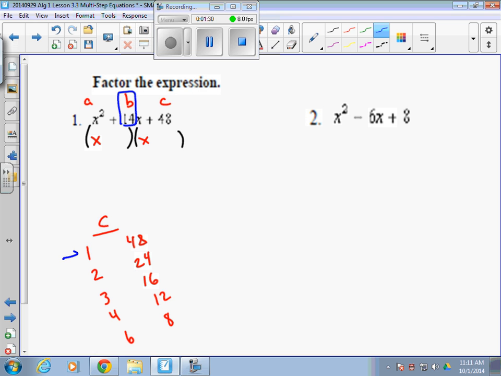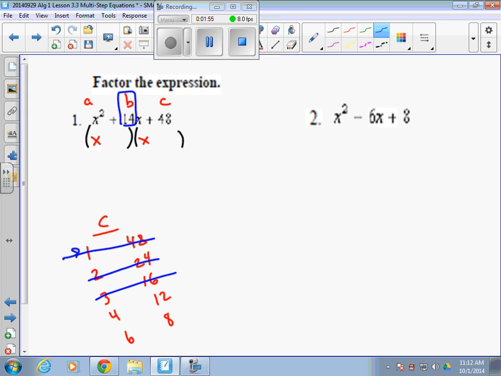This pair here, 1 and 48, is either going to get you to 47 or 49. Don't think in terms of positives and negatives right now. Don't think in terms of addition or subtraction. Just combine the numbers. 47, 49. That's not 14, so that's not it. 2 and 24 is either going to give you 22 or 26.